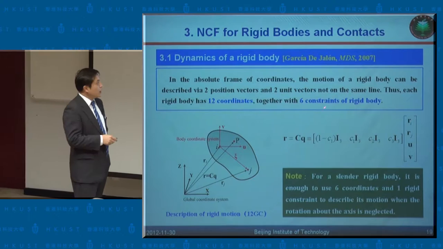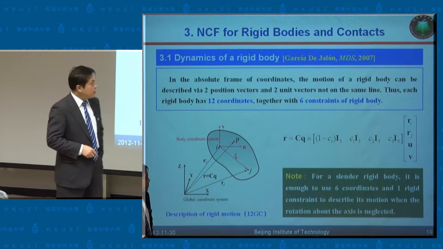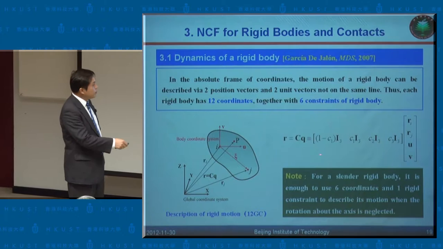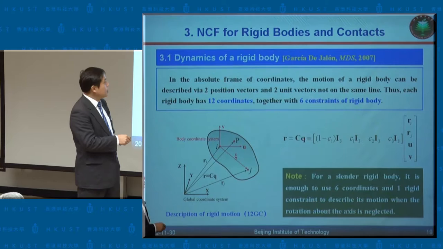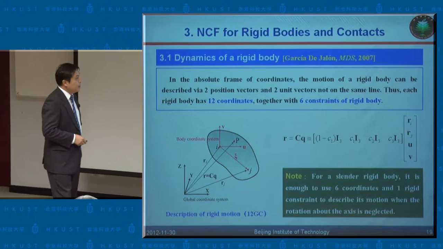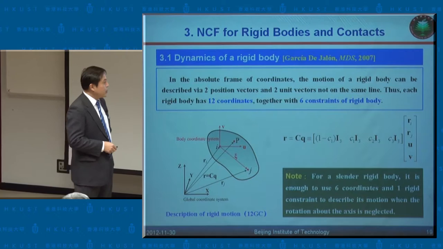So you can imagine that we must put 6 extra constraints on the rigid body. And then you can have 6 independent degrees of freedom this way. And it's a very good feature here that we still have the description of R equals, not S, but C times Q. Quite similar to the case of the flexible body. Actually, this is just a degeneration from the concept of absolute coordinate formulation.